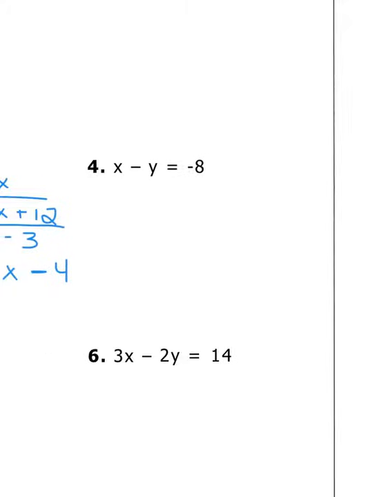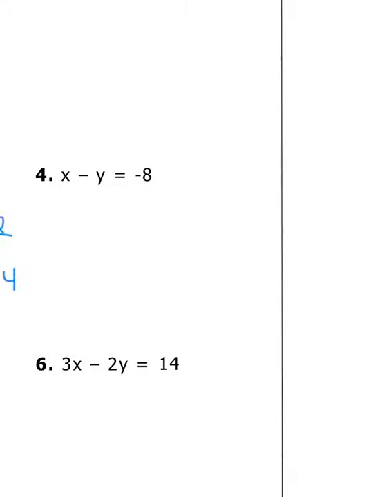Let's look at 4 really quick. So number 4, we have x minus y equals negative 8. So we want to get y by itself. So we're going to subtract x from both sides. Okay, so x minus x cancels out. Bring down our negative y. Then we do negative x minus 8.